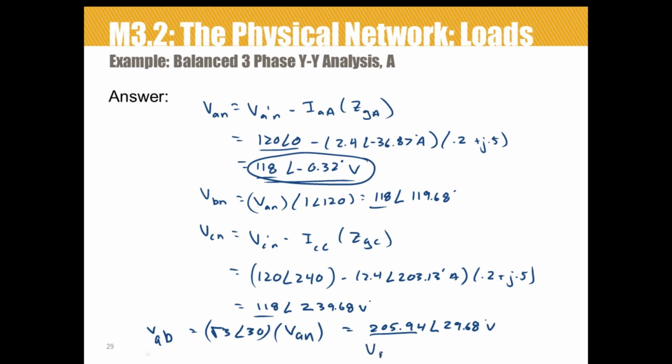VBC is just that shifted by 120 degrees: 205.94, angle 149.68. And then VAC is just this shifted by another 120 degrees: 205.94, angle 269.68. So that's the use of the single-phase equivalent circuit in a YY connected system.